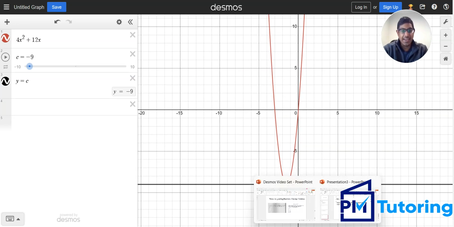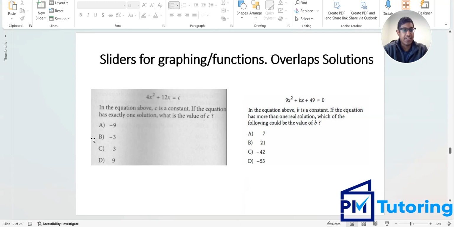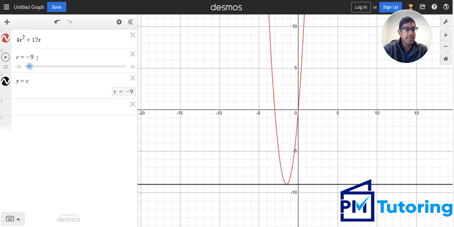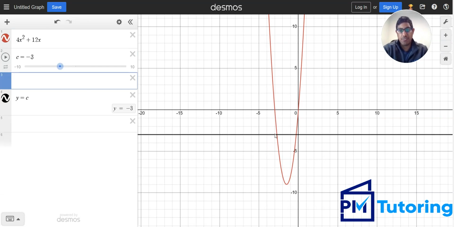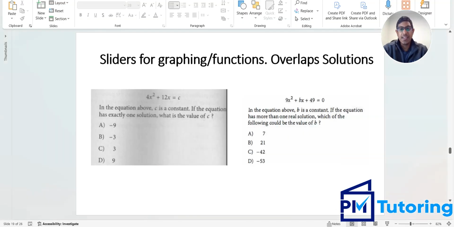If we didn't get it on our first try, we could just keep checking those, right? So we have -3 perhaps could be our value of c. If we change c to -3, we see that that intersects our parabola twice. So that would be two solutions, not one solution. Now we could also see over here if it has more than one real solution, right?